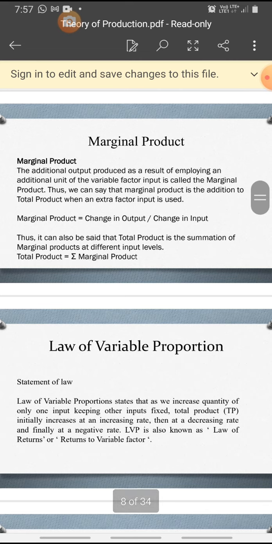Then marginal product. Marginal means additional. The additional output that is produced as a result of employing one more unit of variable factor is marginal product. So how do we find marginal product? Change in output by change in input. It is said that total product is the summation of marginal product at different input levels. So total product is the sum of marginal products.